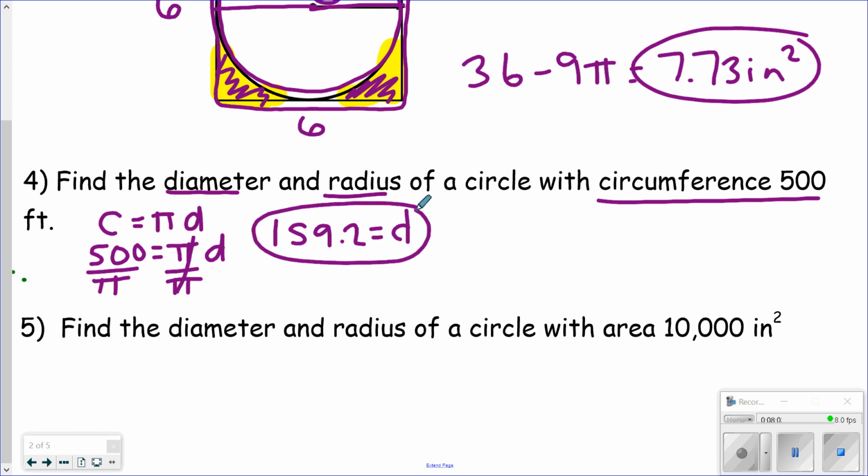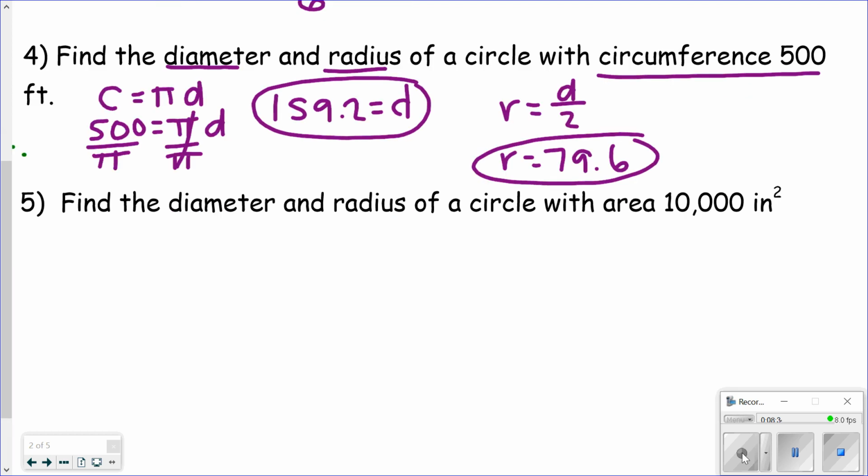Well, if the diameter is 159.2 and we're trying to find the radius, we know that the radius is equal to the diameter divided by 2. It's half the length of the diameter. So if we plug 159.2 into our calculator and divide that by 2, we would get 79.6 for our radius.